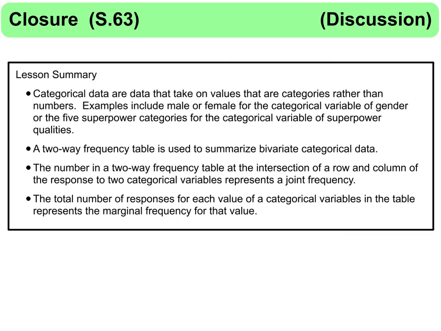And then the number in a two-way frequency table at the intersection of a row and a column of the response of two categorical variables represents the joint frequencies. The total number of responses for each value of categorical data in the table represents the marginal frequency of that particular value.